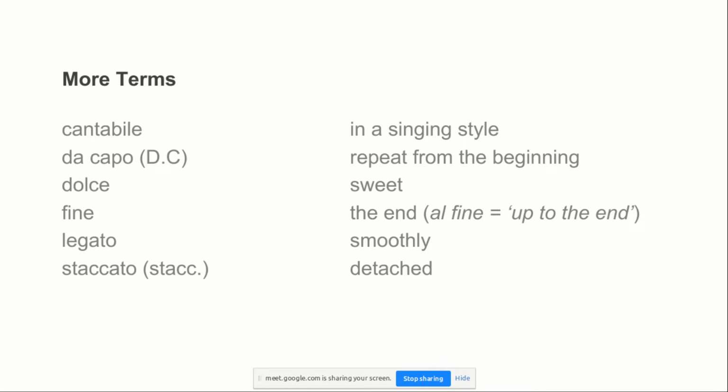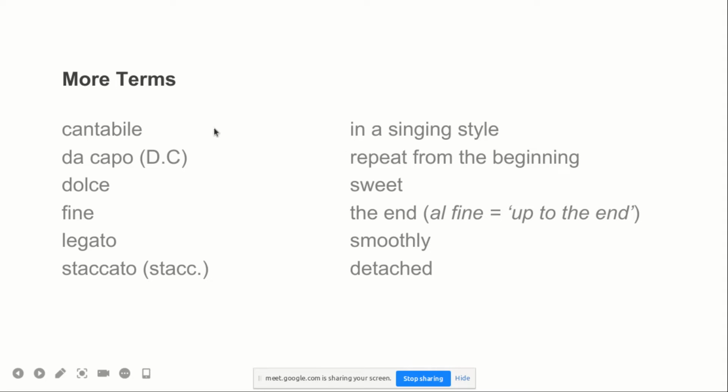Now we also have more terms that are not related to dynamics and are not related to tempo. And the first one is cantabile. Cantabile means in a singing style. Just know it that way. Anytime you see cantabile, you may wonder what in a singing style means, but just go and Google that. Then we have the capo or DC. Da capo or DC. Da capo, it means repeat from the beginning.